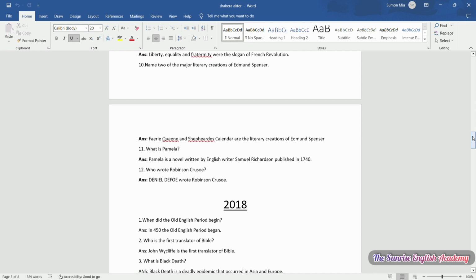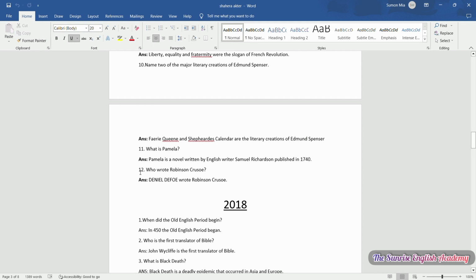10 number. Name 2 of major literary creation of Edmund Spenser. Answer. Fairy Queen and Shepherd's Calendar are the literary creation of Edmund Spenser. 11. What is Pamela? Answer. Pamela is a novel written by English writer Samuel Richardson, published in 1740.